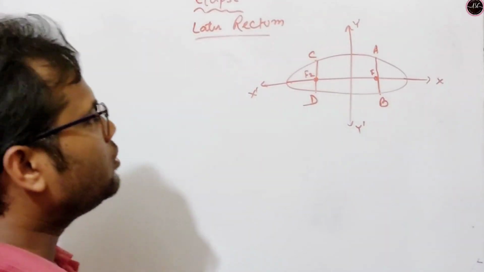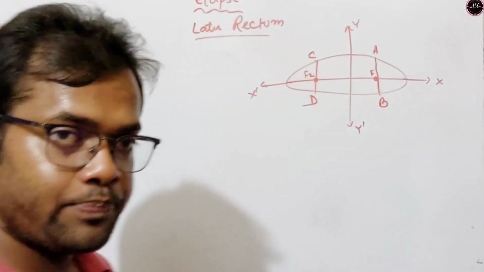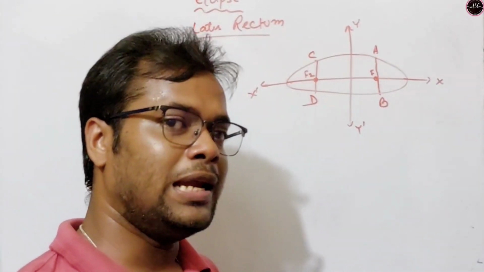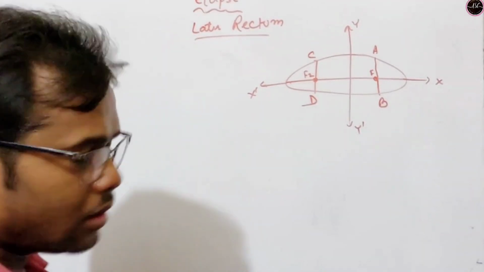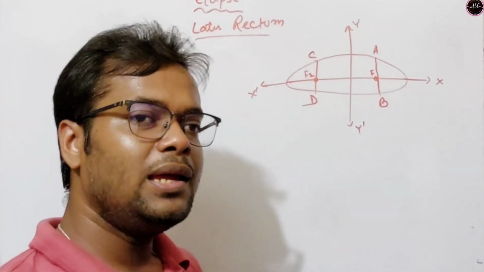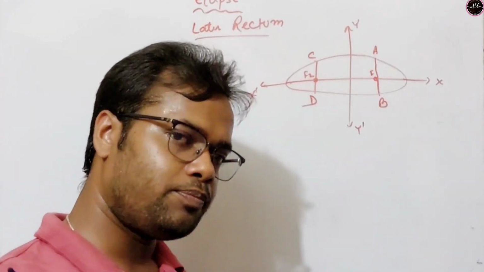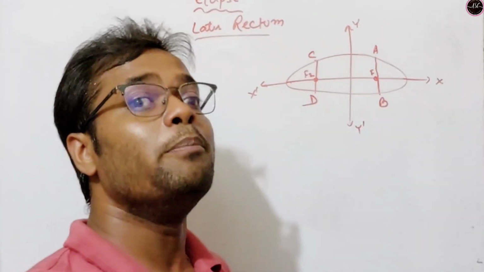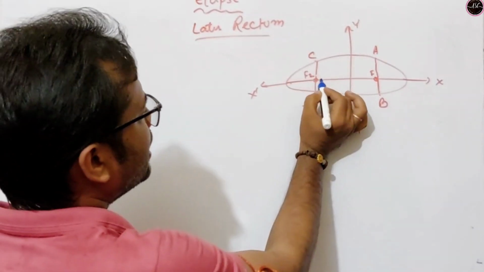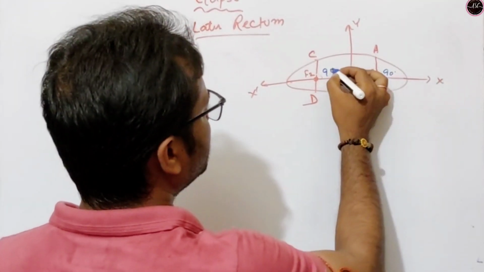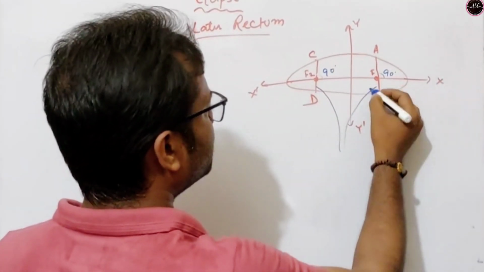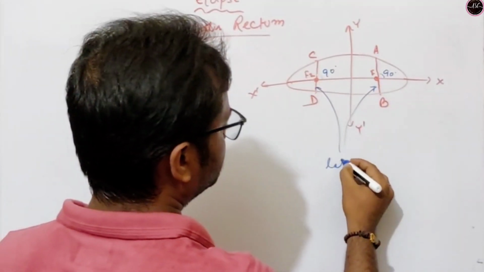Now we will learn about the latus rectum of an ellipse. What is the latus rectum of an ellipse? The latus rectum of an ellipse is a line segment passing through any of the foci and perpendicular to the major axis. That means CD is a latus rectum and AB is also a latus rectum. This is 90 degrees, this is 90 degrees. So these two are latus rectum.